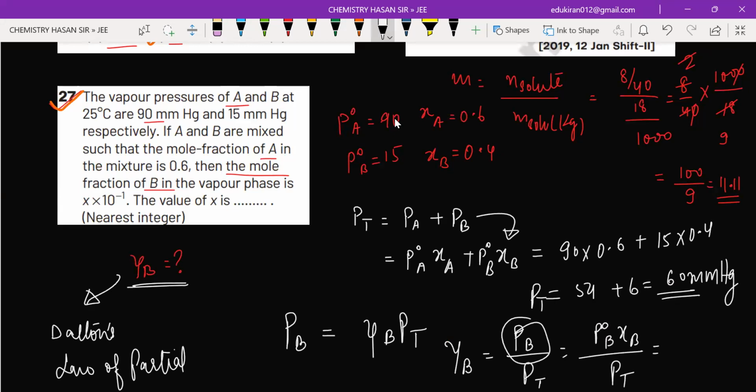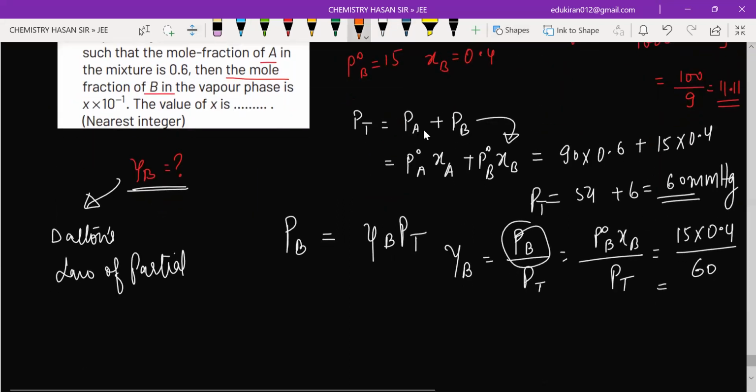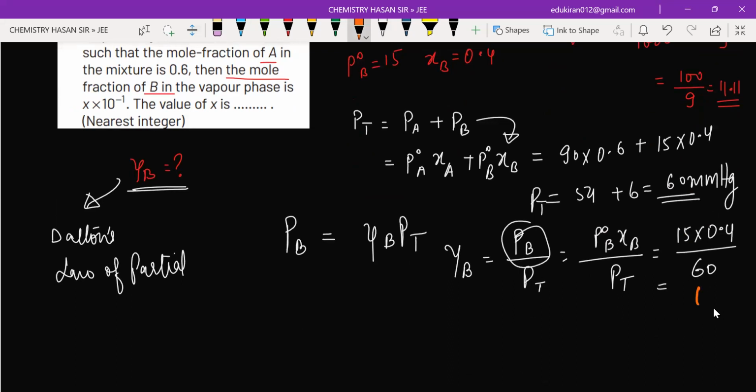Am I audible clearly? Yes, sir. So here you can write 15 into 0.4 upon 60. Just wait a minute, let me solve it. This will be equal to 6 upon 60, that is 0.1.